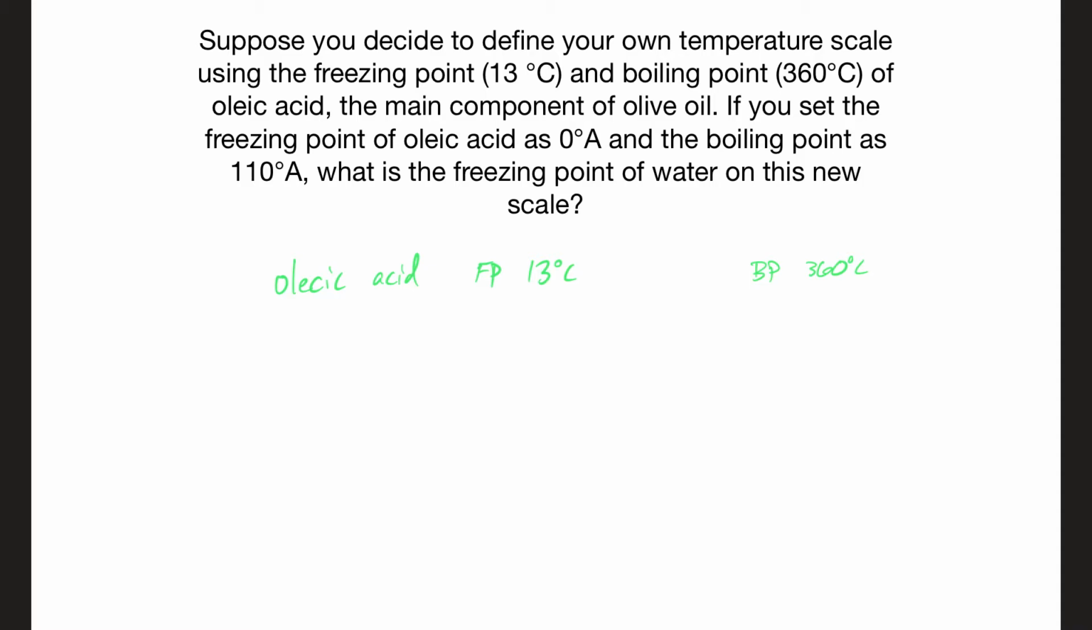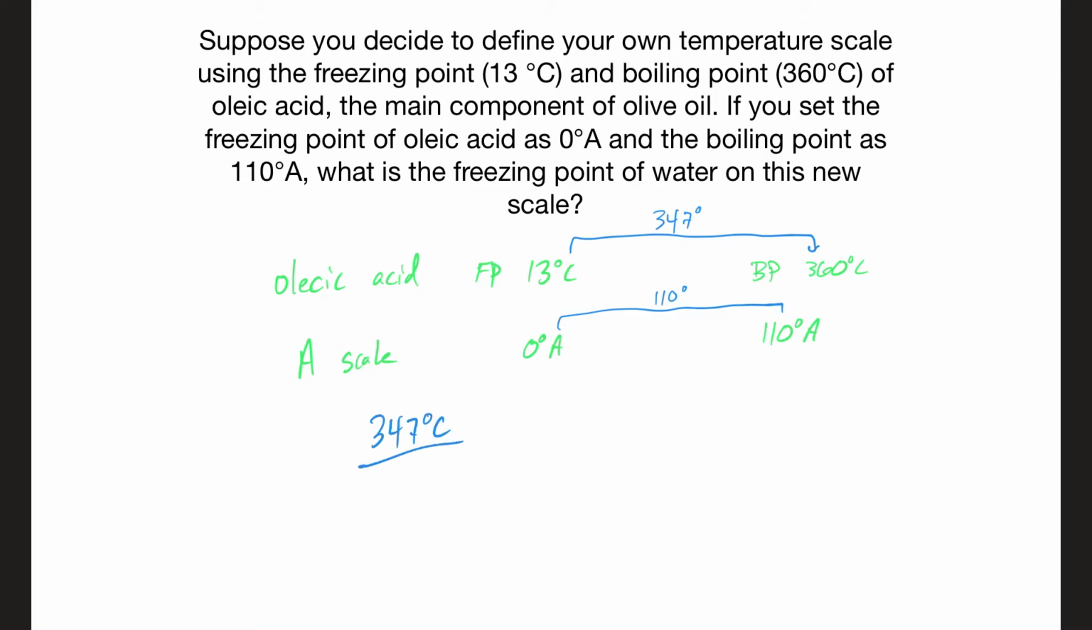Well, we're asked then what would be the freezing point of water if on the A scale we have a freezing point of 0 degrees A and 110 degrees A. Well, we need to find the relationship between degrees Celsius and degrees A. And so the degrees Celsius here, that is a 347 degree change. And here, that is a 110 degree change. So we have a conversion factor that says 347 degrees Celsius for every 110 degrees A. And so now we have to find the freezing point of water in degrees A.